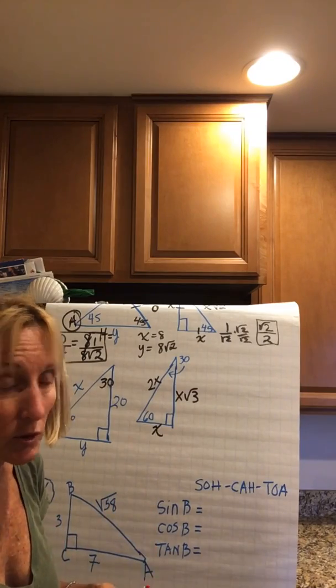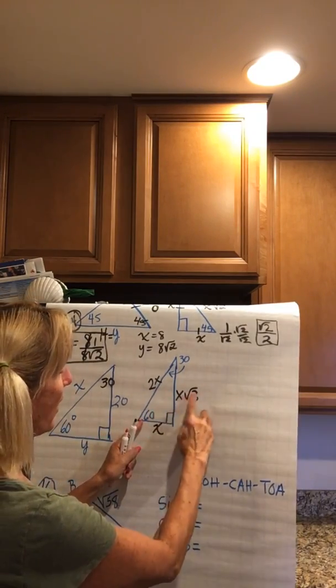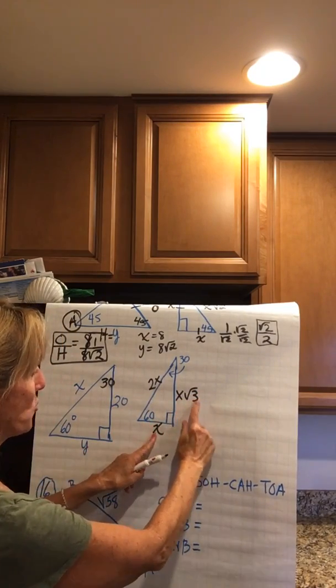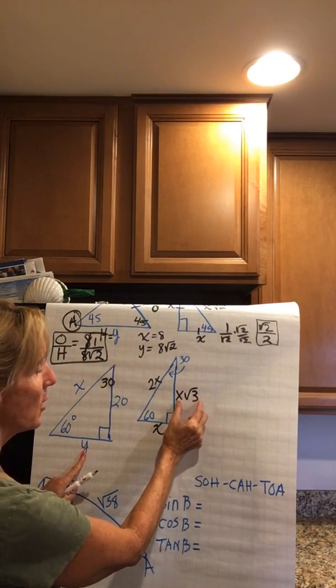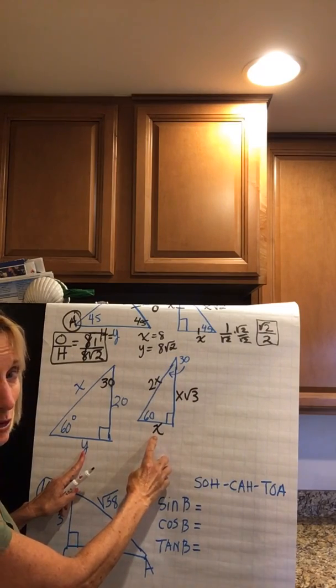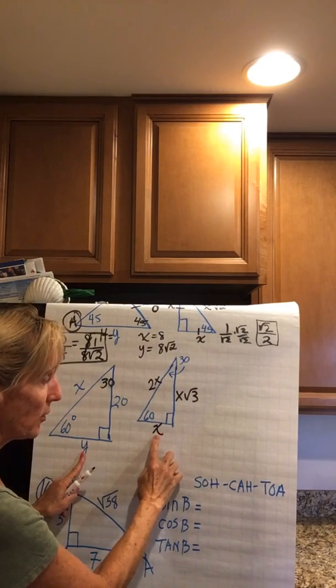So watch what I'm going to do here. I've got across from my 60, so I've got x times the square root of 3. I need to find my shorter side. So I need to go from here to just find what x equals. Well, look, I need to go from here to here.